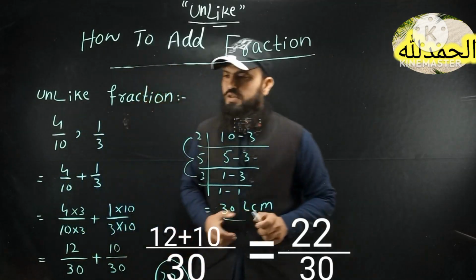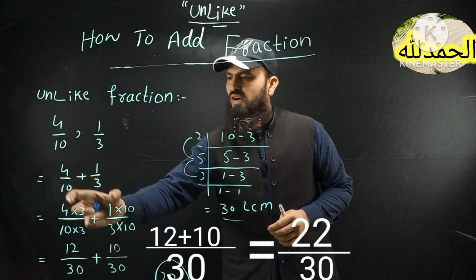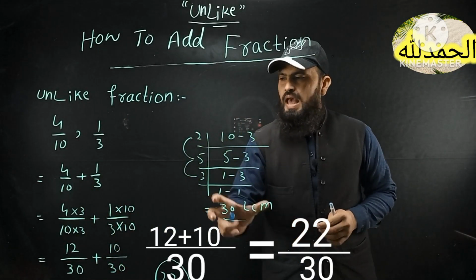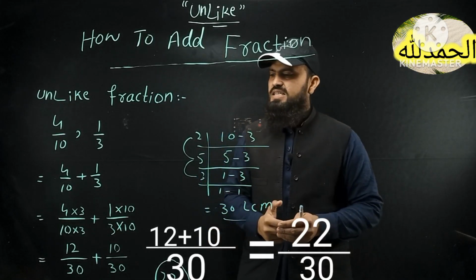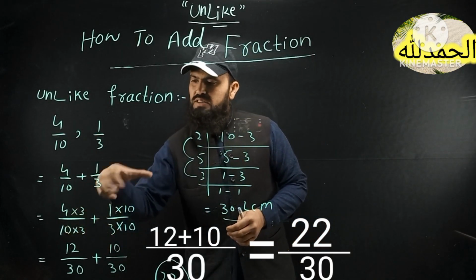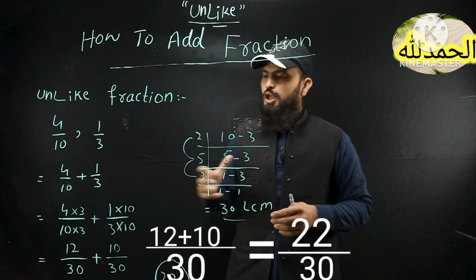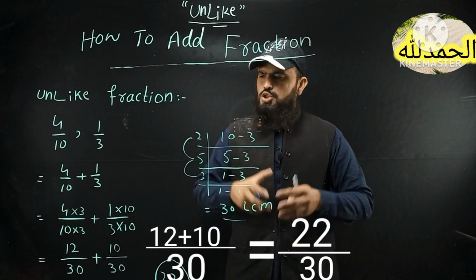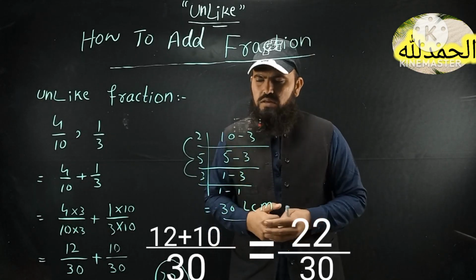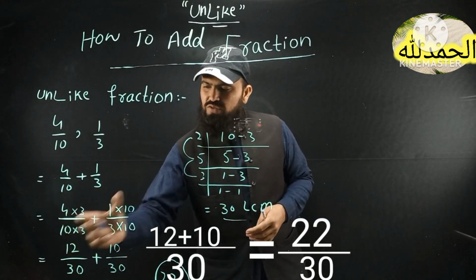So friends, we have added unlike fractions with this method. First of all, we have to find the LCM, and when we have found the LCM, the first fraction's denominator is multiplied with the number which gives the LCM. So the LCM is 30. We have multiplied 10 with 3.